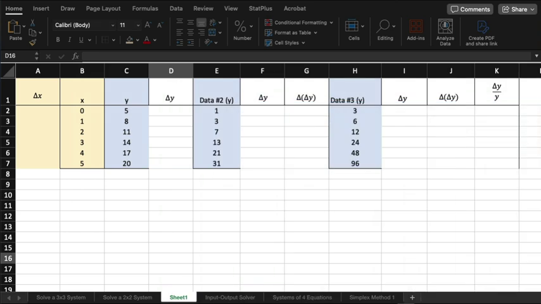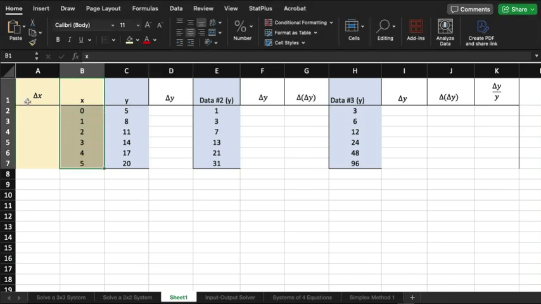Okay, so let me move that aside. We're going to first set up our spreadsheet with our x's in column B, because I want to put our delta x's in column A. So column A is going to be delta x, column B is going to be x, column C is our data set number 1. These are our y values that correspond with those x values there. So that's data set number 1 in column C.